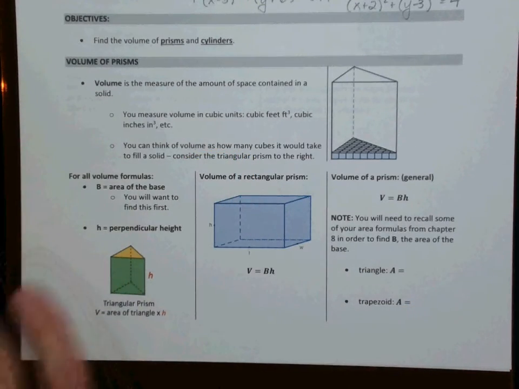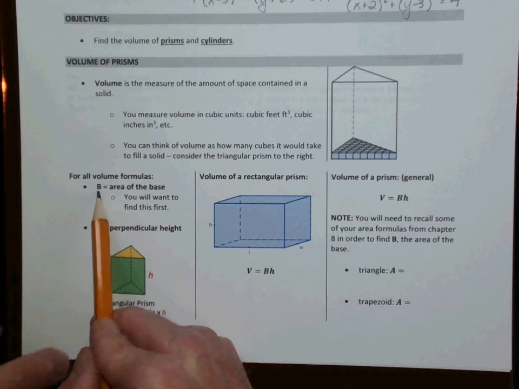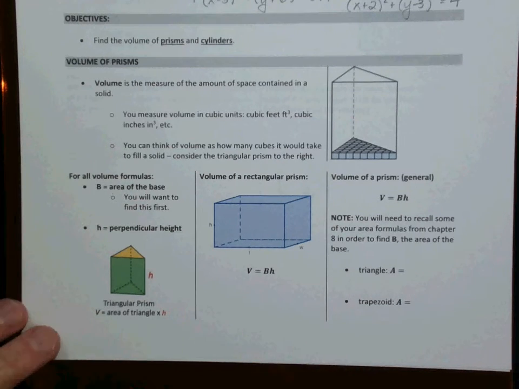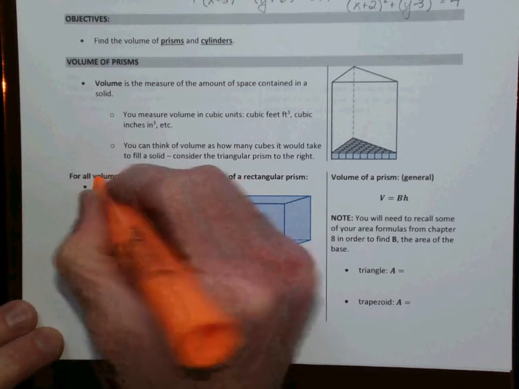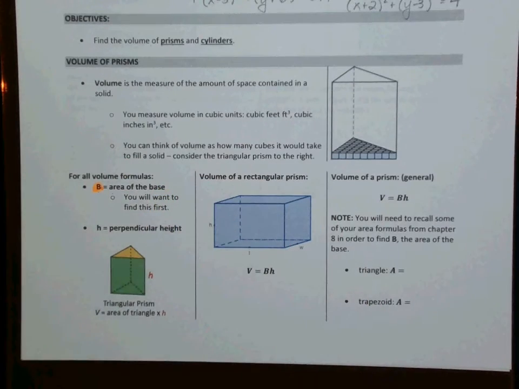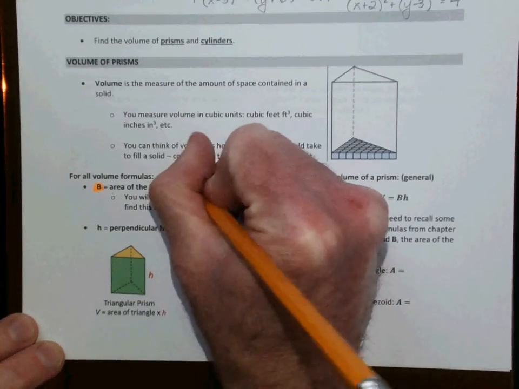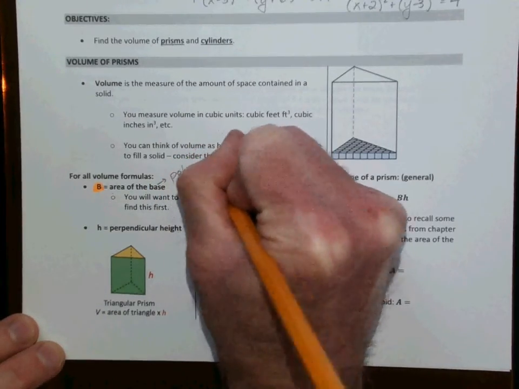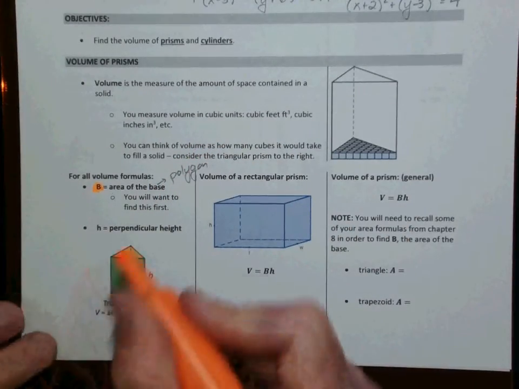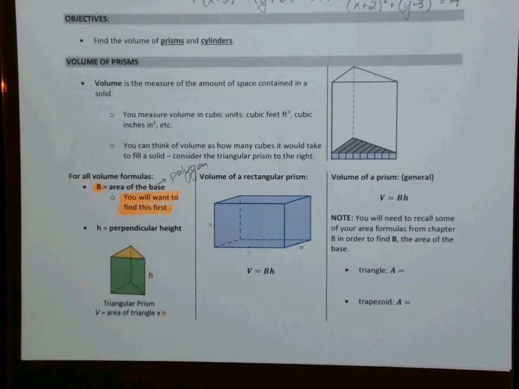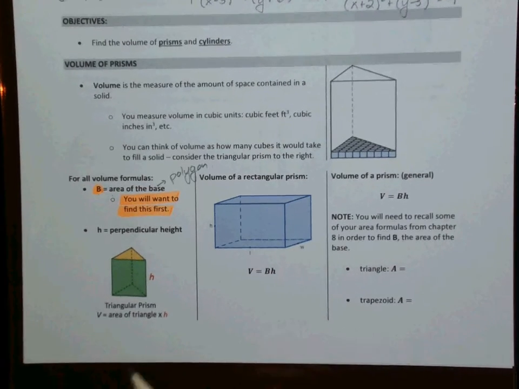For all the volume formulas, the capital B, we've been using lowercase b for the base of a triangle and all that, but the capital B is the area of the base. It's the area of a polygon, some kind of shape. You will want to find the area of the base first. You will see that I typically draw the base separately.